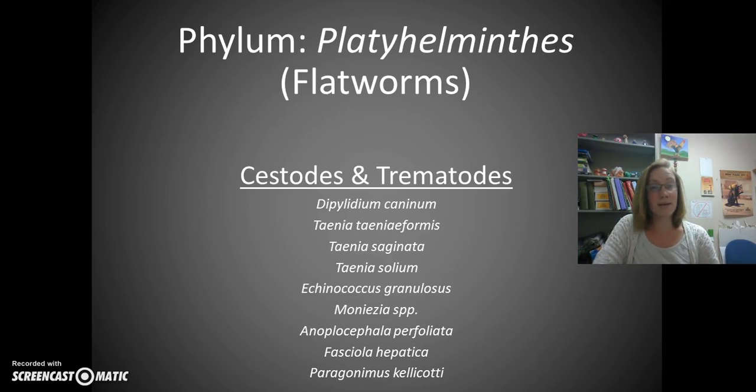We're going to be discussing 7 cestodes, also known as tapeworms, and they include Dipylidium caninum, Taenia taeniaeformis, Taenia saginata, Taenia solium, Echinococcus granulosus, Moniezia, Anoplocephala perfoliata, and the 2 trematodes that we're going to be discussing are Fasciola hepatica and Paragonimus kellicotti.